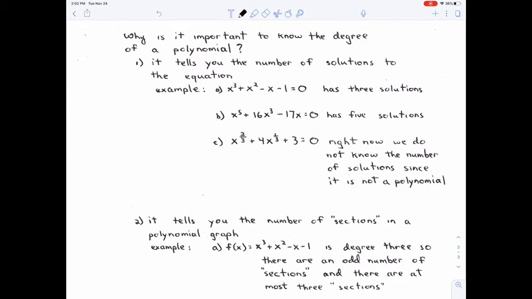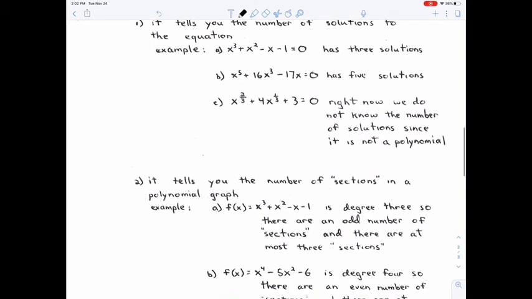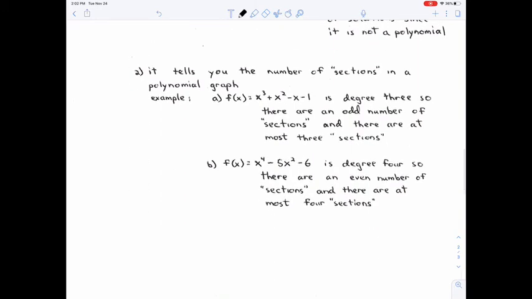I better be able to account for 5 answers. And see, I don't know anything because it's not a polynomial, so I don't know how many answers there are, or even if there are answers or whatever. Okay? So providing it's a polynomial, knowing the degree will tell you the number of solutions for an equation that you solve. Now, what about a polynomial graph? Okay? The degree will tell you the number of sections in the curve. Now, what do I mean by that?